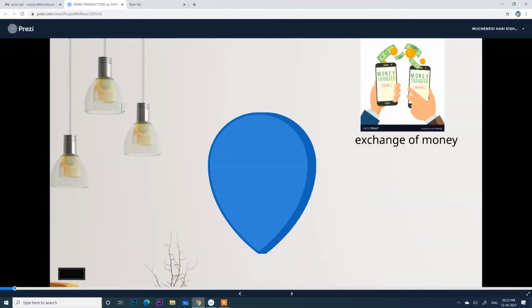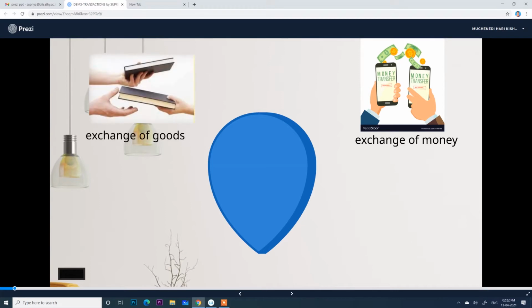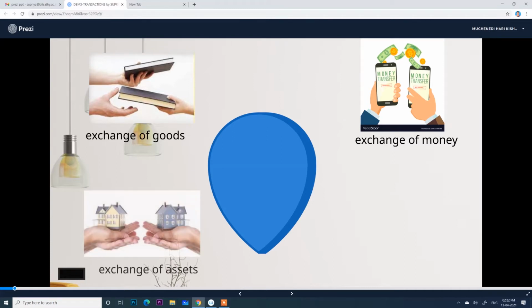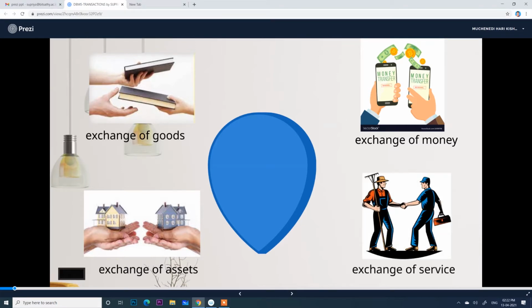So the first image tells about an exchange or transfer of money. The second image tells about exchange of books or exchange of goods. The third image tells about exchange of property or assets. And the fourth image tells about exchange of services.